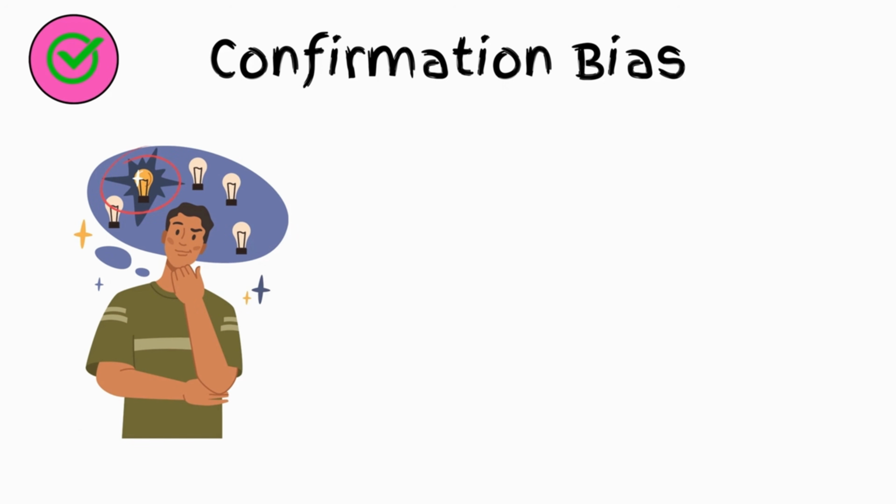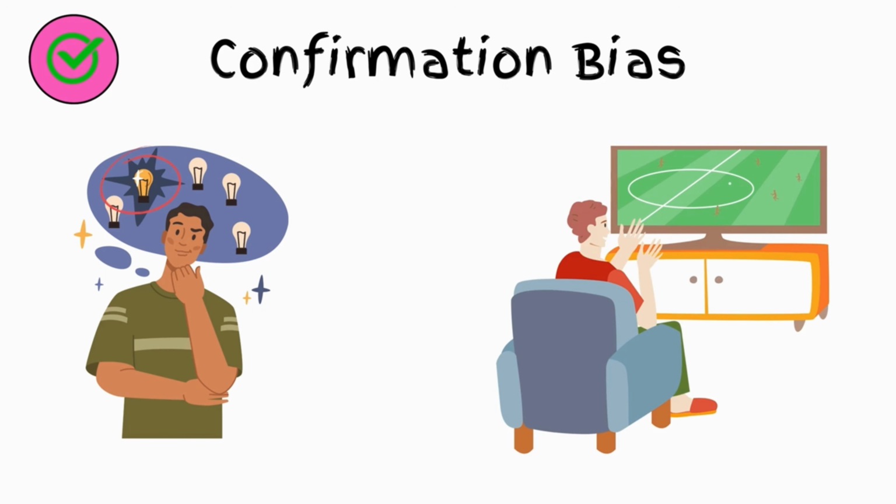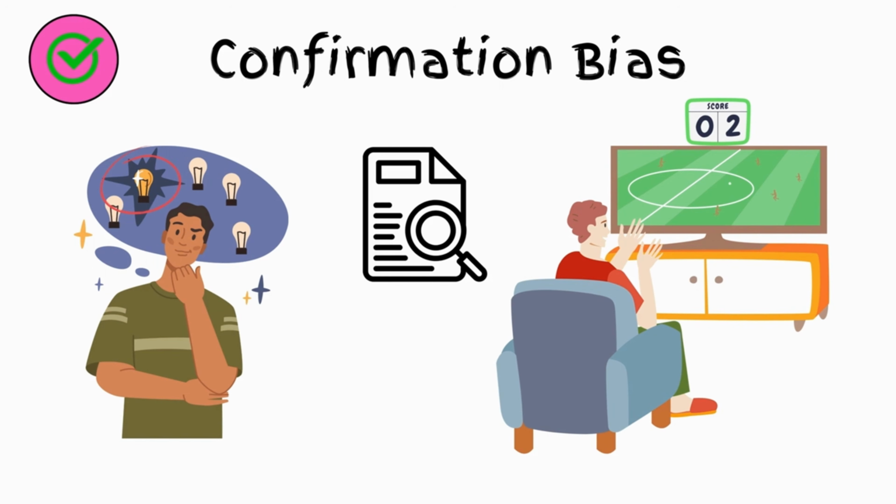Confirmation bias. Confirmation bias happens when people focus only on information that supports what they already believe. For example, if you think your favorite sports team is the best, you'll notice their victories more than their losses. To counter this, seek out information that challenges your perspective. This ensures you make decisions based on all the facts, not just what fits your narrative.